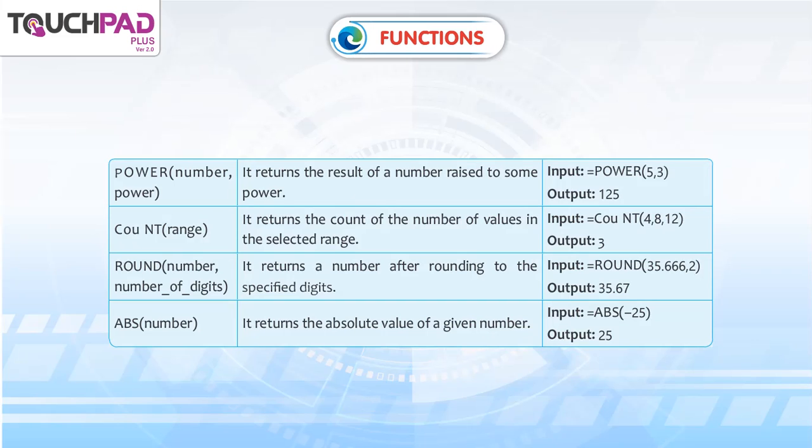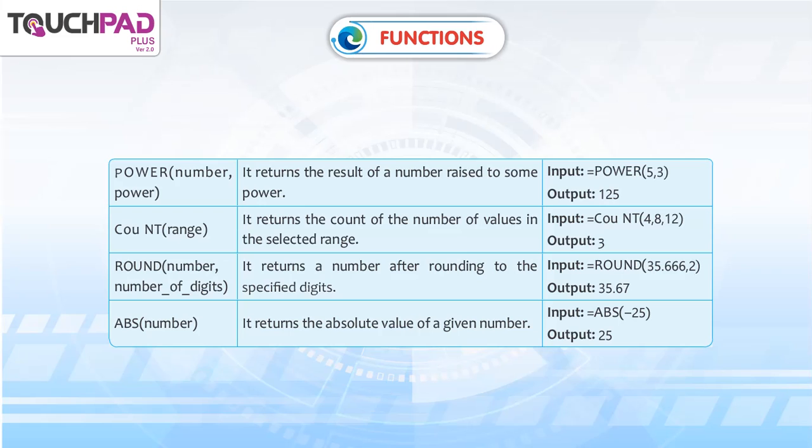COUNT(range). It returns the count of the number of values in the selected range. Input: equals COUNT in parentheses 4, 8, 12. Output: 3. ROUND(number, num_digits). It returns a number after rounding to the specified digits.